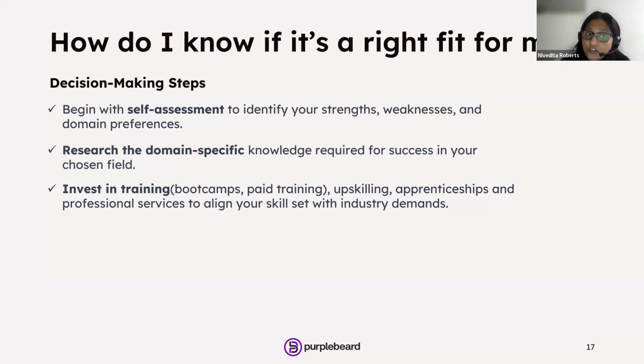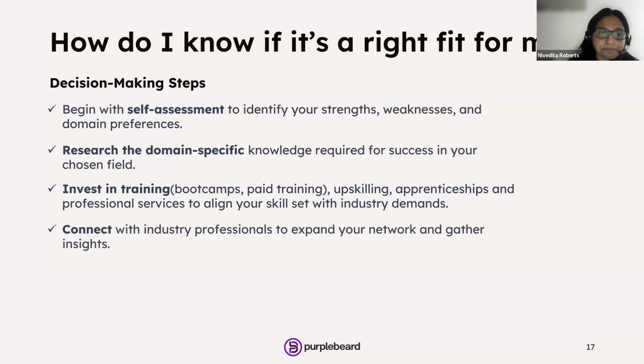You can invest in training. Training can be through boot camps, government-paid ones, or paid training. You can also upskill yourself by reading. You can do apprenticeships, or you can also hire professional services in order to align these skills that you have identified through your self-assessment. After researching the specific domain that you want to invest in and start working in, once you have analyzed and you have that information, you will be in a better position to decide what the way forward is. So you want to invest in training as well.